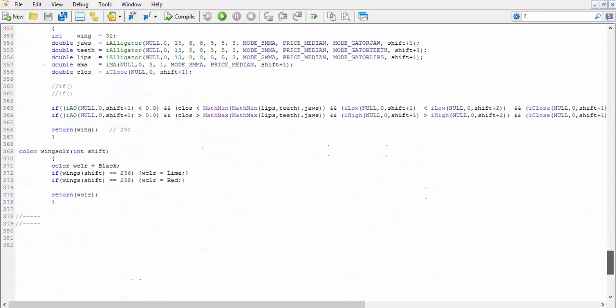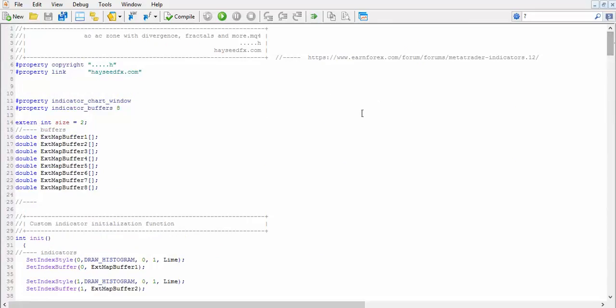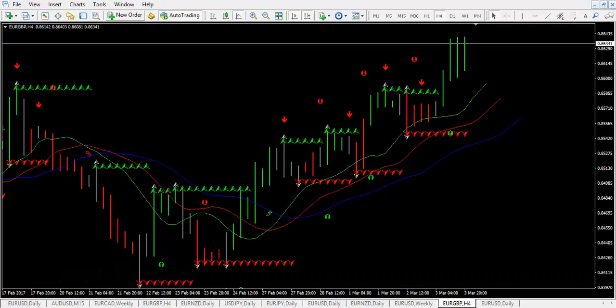That's pretty much it. I'll post this on AnyVid site, earnforex.com, in the MetaTrader indicator section. And I think that's just about all I had to say about that.